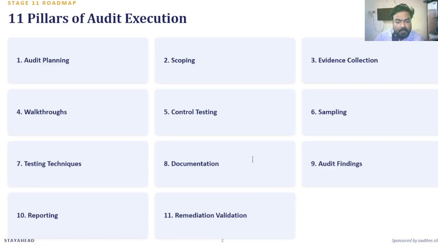Here's the roadmap for today, 11 pillars, and by the end of this video, you will be able to speak confidently about every single one of them. Planning, scoping, evidence collection, walkthroughs, control testing, sampling, testing techniques, documentation, audit findings, reporting, and remediation validation. Let's start at the very beginning of every audit, before a single test is even run.